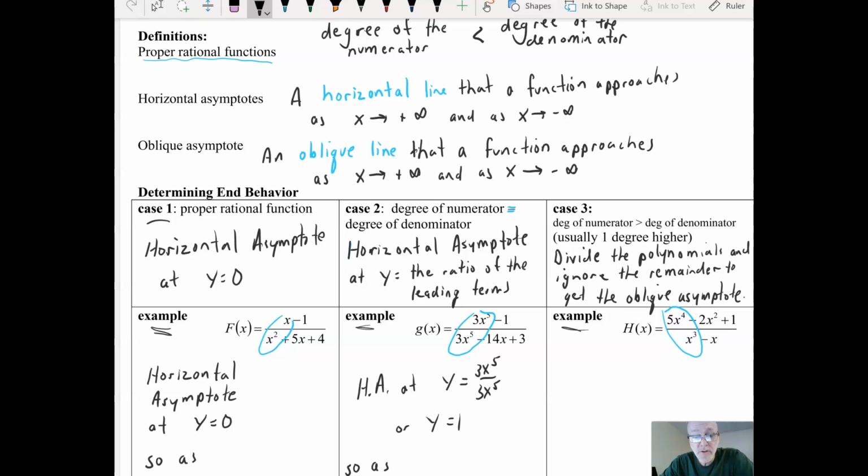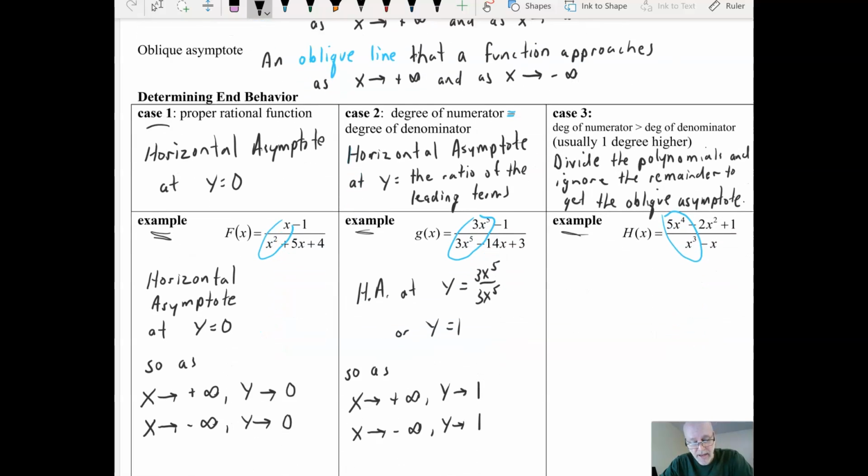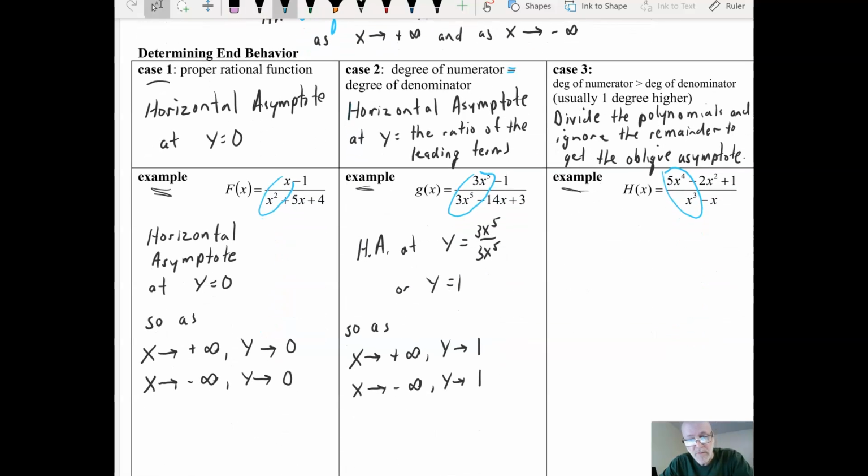Okay, so case 1 and case 2 both are horizontal asymptotes, and case 3 is the case where we have an oblique asymptote. You can see the equations for case 1, that's a horizontal line, and case 2, that's a horizontal line. Case 3, we're going to get an oblique line. Okay, so we're going to get an x term in there with a slope other than 0.